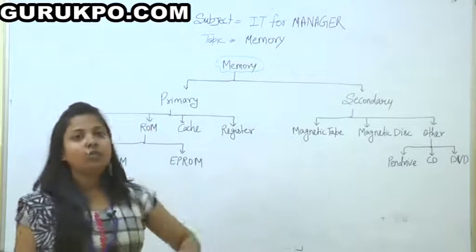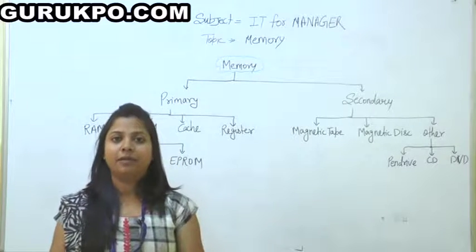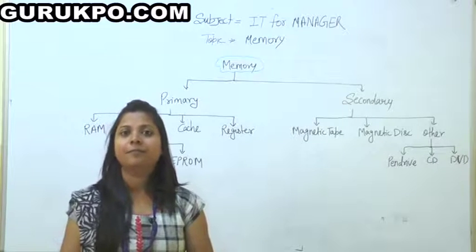We divide memory in this hierarchical format. It is divided into two parts. First is primary memory and second is secondary memory. Now what is the difference between primary memory and secondary memory?